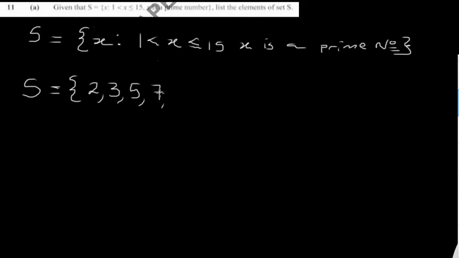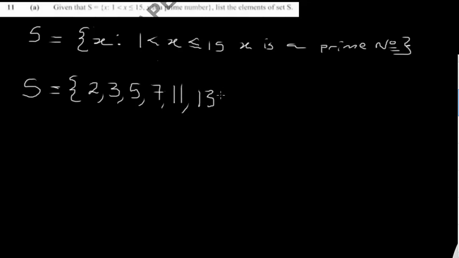Let us pause and think. Is 9 a prime number? Well, 3 can go into 9, so no. 10? No. 11? 11 is a prime number. 12? No. 13? 13 is a prime number. 14?